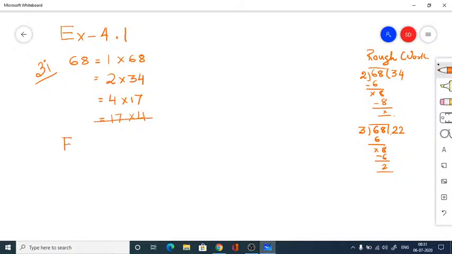So what are the factors? Factors of 68 are 1, 2, 4, 17, 34, 68.